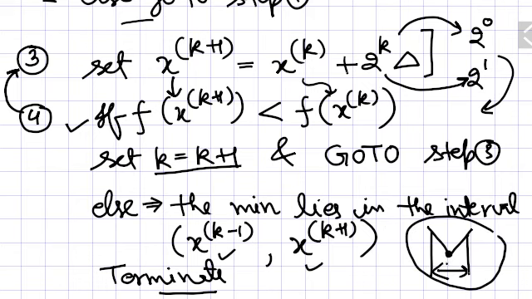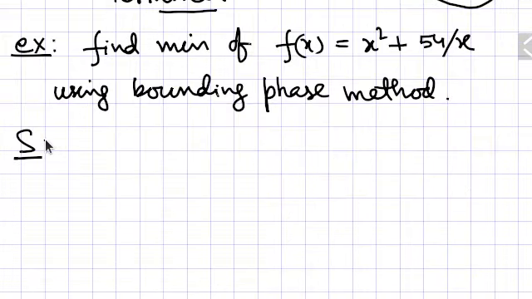Okay, now we will solve the numerical problem, because in theory it is very difficult to understand the idea. In the numerical we will solve it. So we are doing the same problem that we took in the exhaustive search method, and in this we will use the bounding phase method. So find the minimum of this function using the bounding phase method.